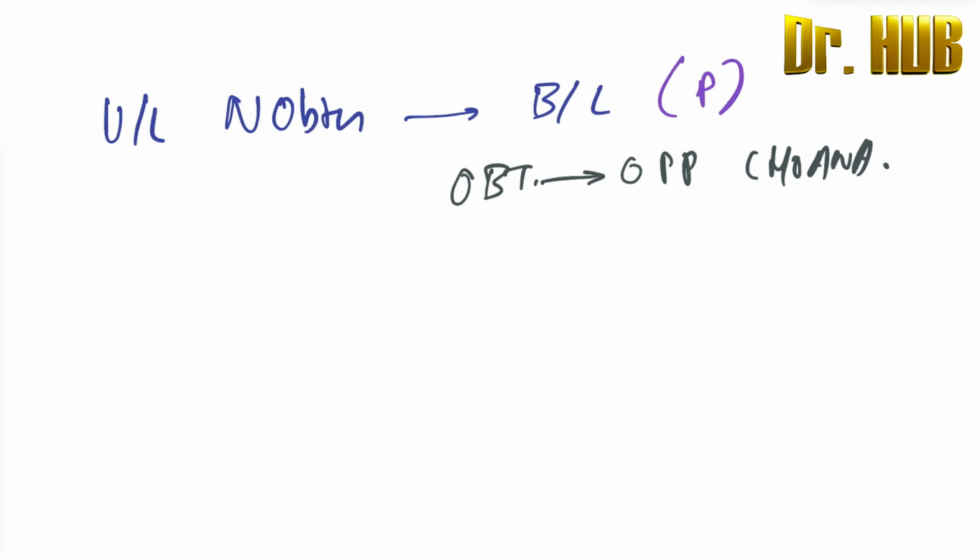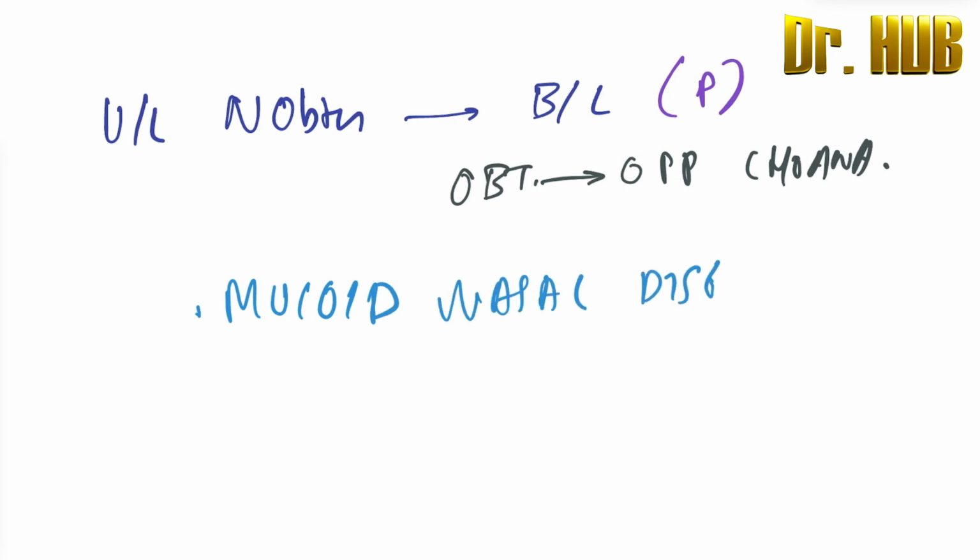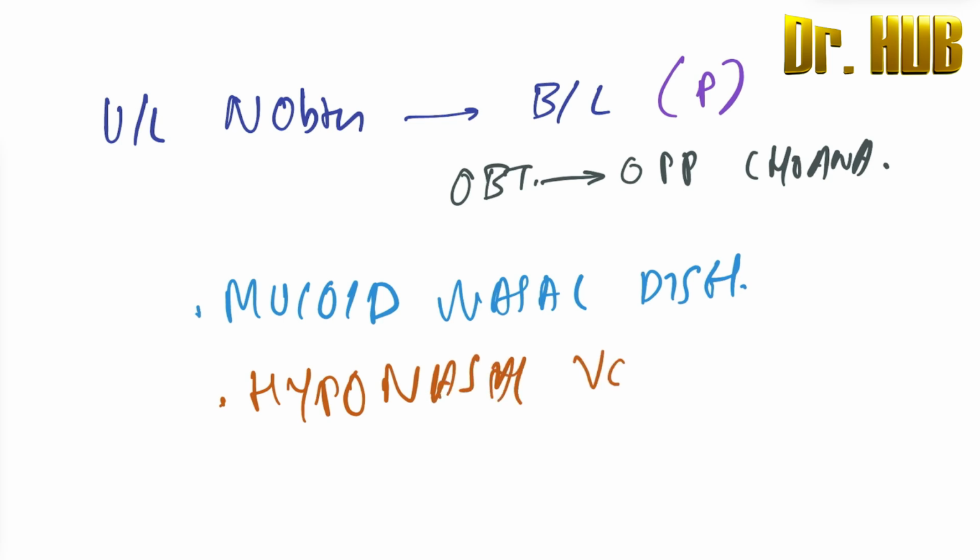Next is the mucoid nasal discharge, as well as the hyponasal voice. So to recap, it is single and unilateral. It grows posteriorly and obstructs the opposite choana. And there is a mucoid nasal discharge. This is all in antrochoanal polyp. And there can be hyponasal voice. Hyponasal voice is also seen in antrochoanal polyp.